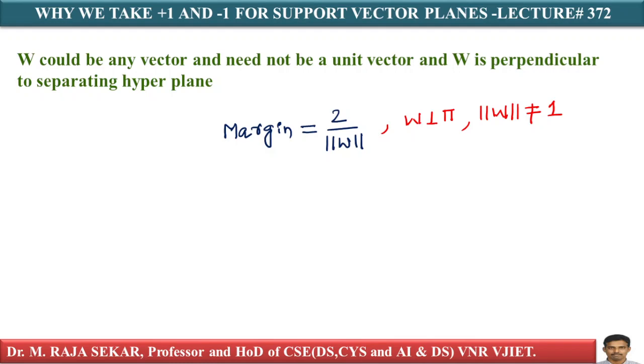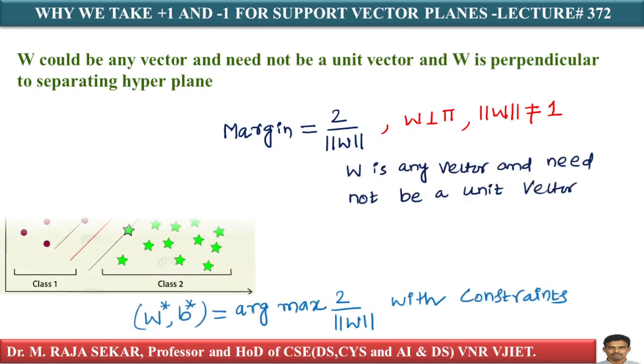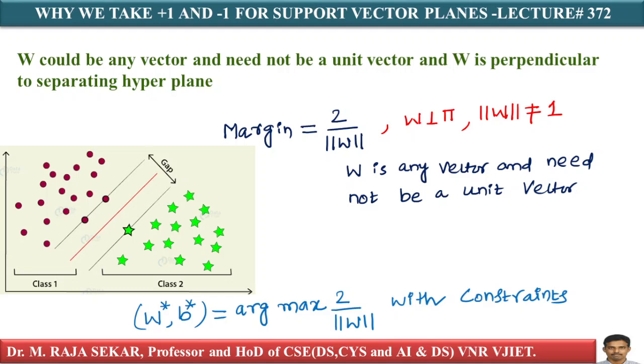What is the whole margin? Just say this is the margin, or I can say this is the gap. Gap or margin, they are the same thing, isn't it? What is our whole margin? Our whole margin is 2 by norm W. Our whole task is to maximize the margin, isn't it? That is our intention. We have to maximize the margin with some constraints.